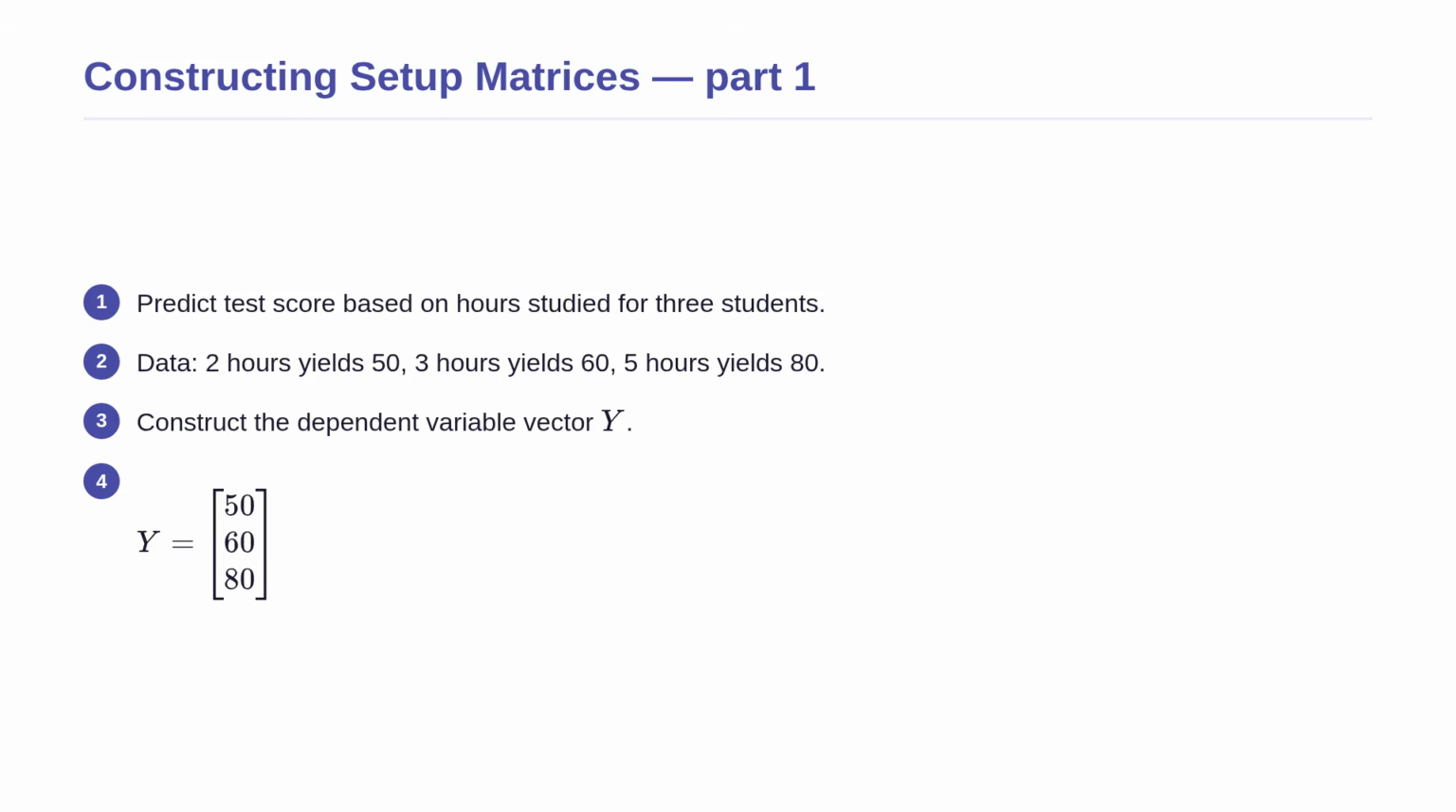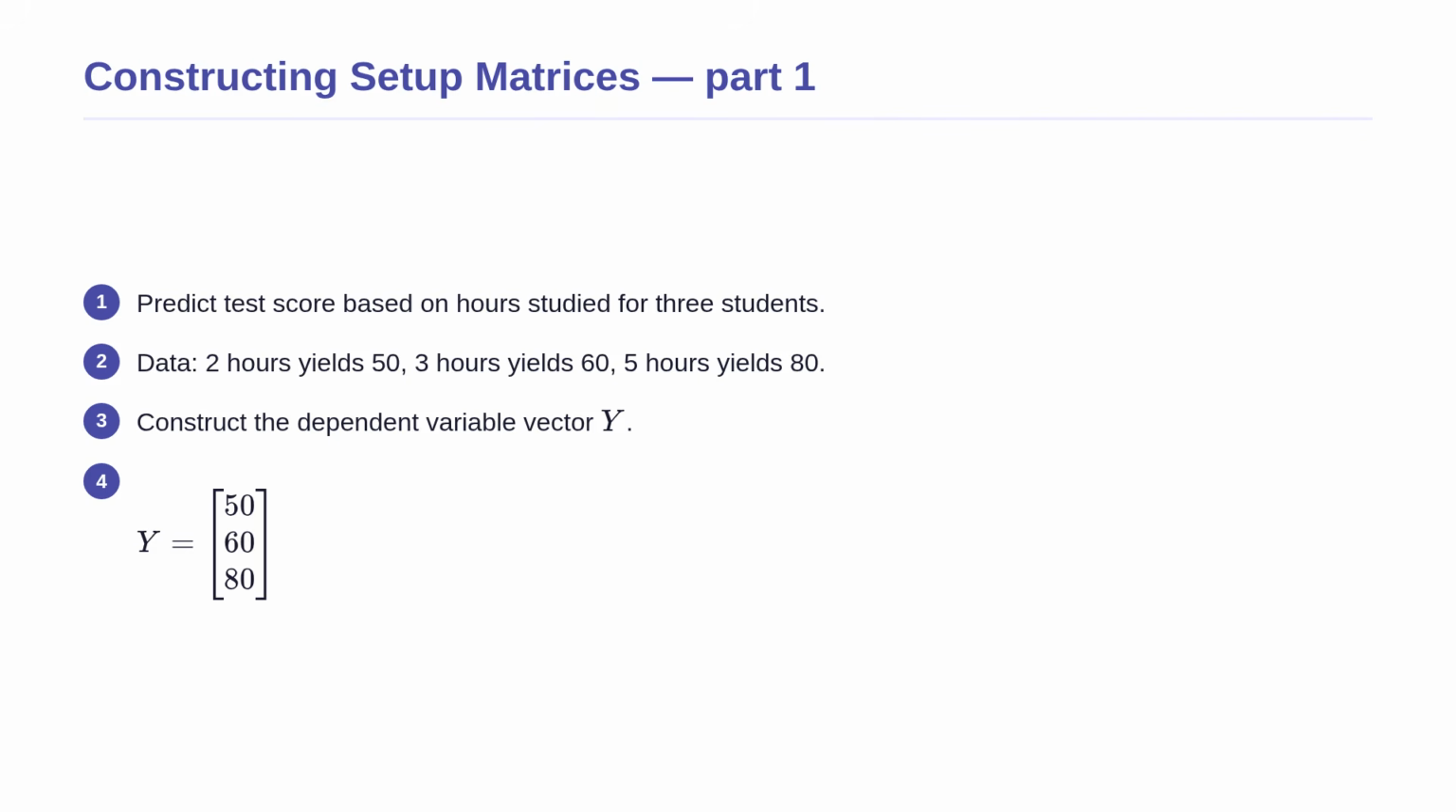Before we move on to the specific assumptions, let us see this equation with a concrete example. Suppose we want to predict a student's test score based on the number of hours they studied. We have data for 3 students. Student 1 studied 2 hours and scored 50. Student 2 studied 3 hours and scored 60. Student 3 studied 5 hours and scored 80.